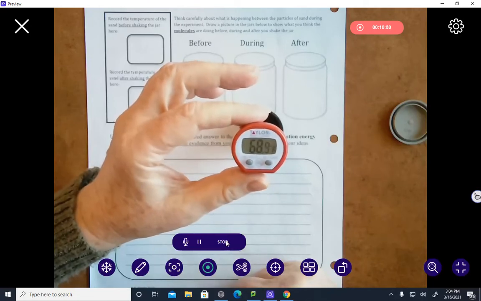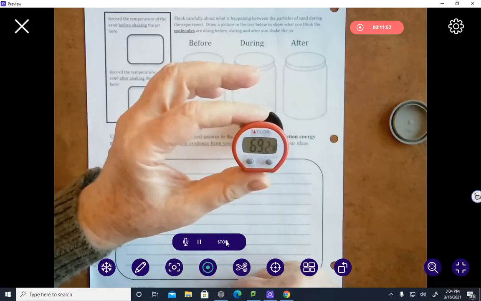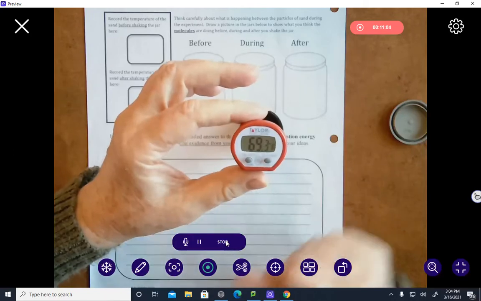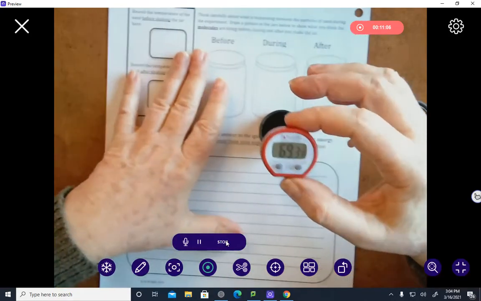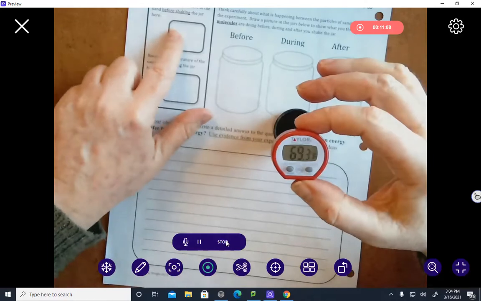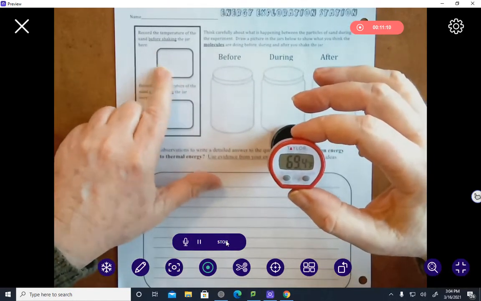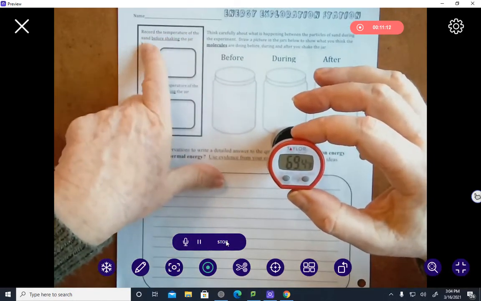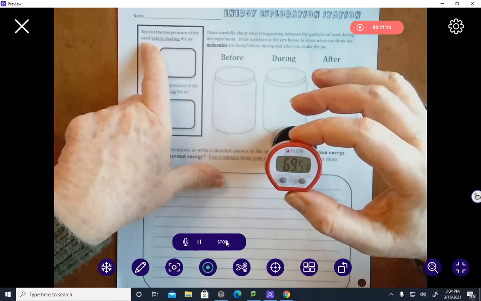And a lot of the kids said maybe that's the room temperature. They were getting maybe 69.2, 69.4. Seems to be slowing down. So we're going to put that right here, because that's what it asks for. Record the temperature of the sand before shaking.